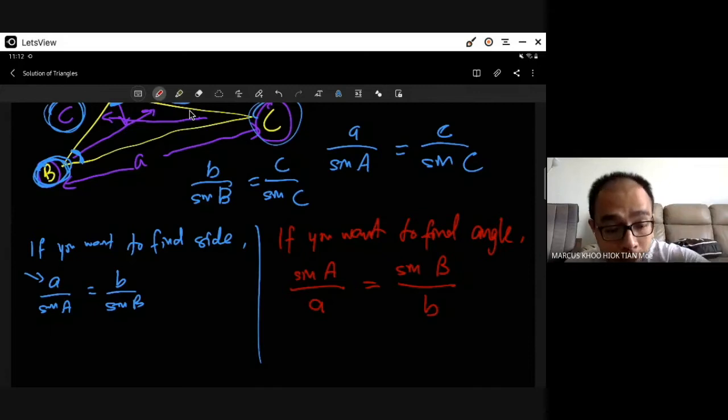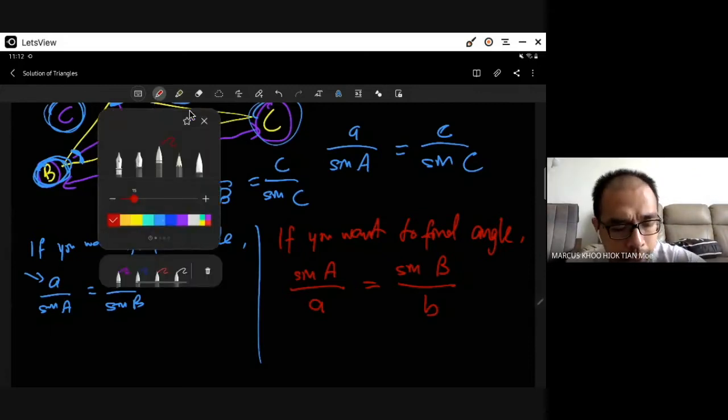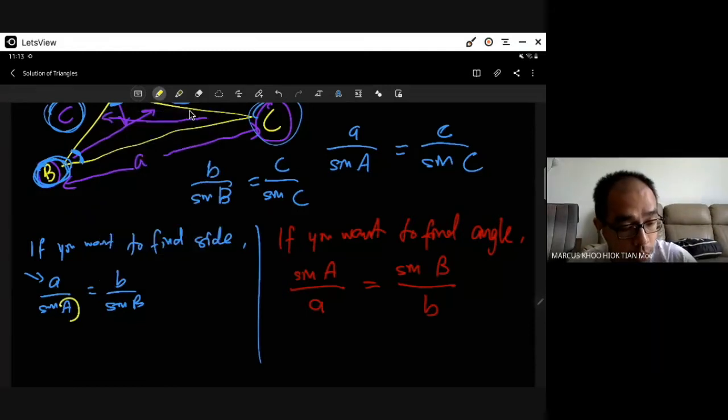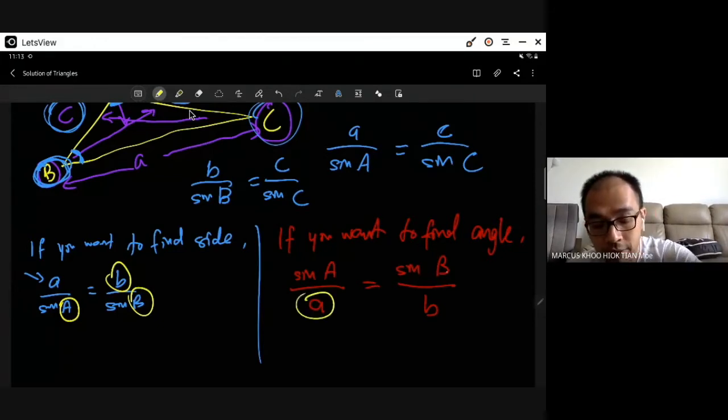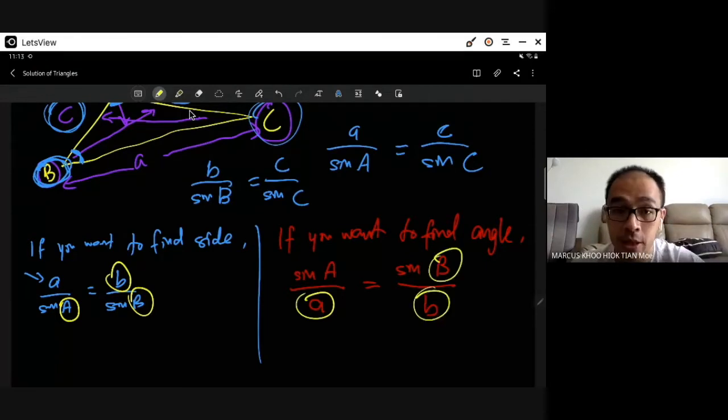Okay, and usually what will happen, at least in this beginning stage, is these three values will be given to you, or you can find them in the triangle. Same thing, if you want to find the angle, these three values you must be able to substitute in, then you can find the value of the angle A.